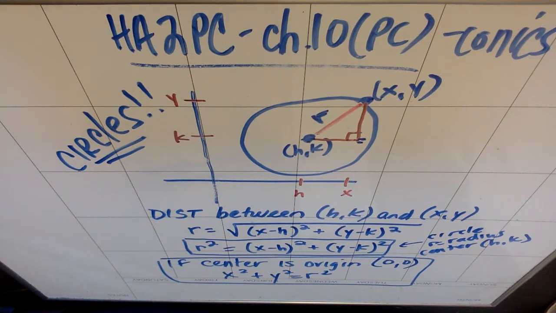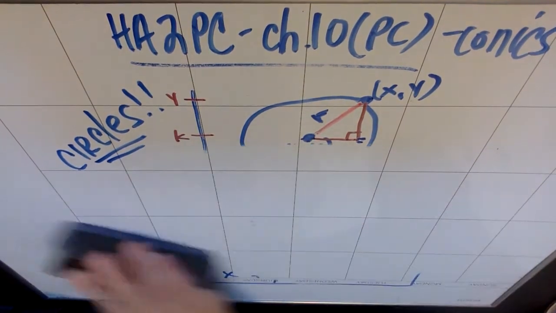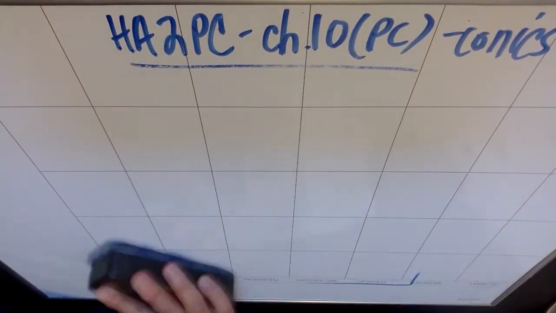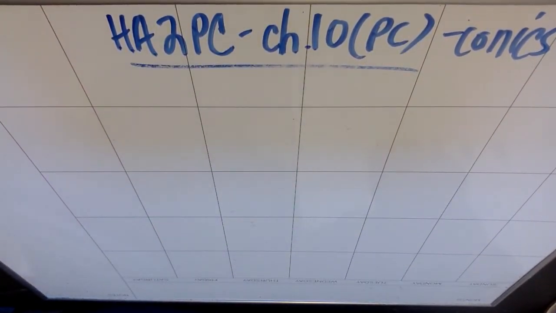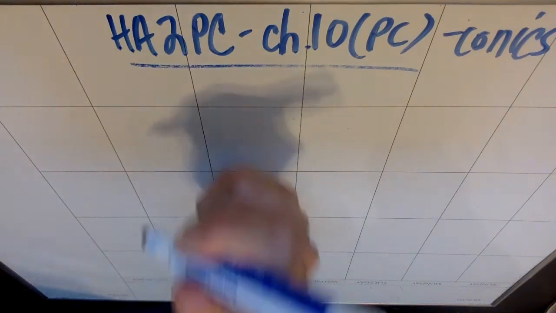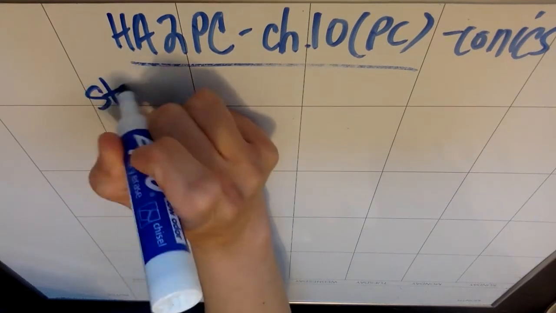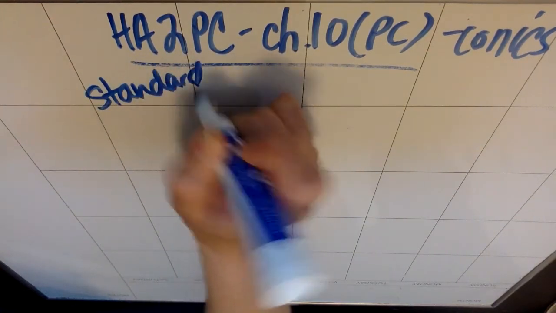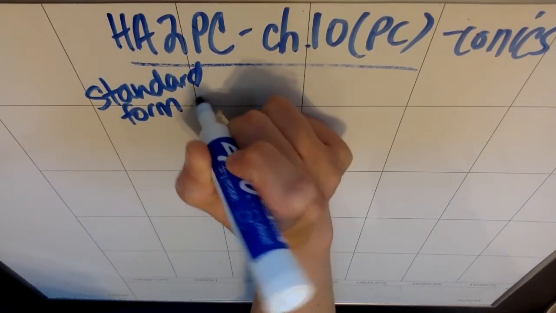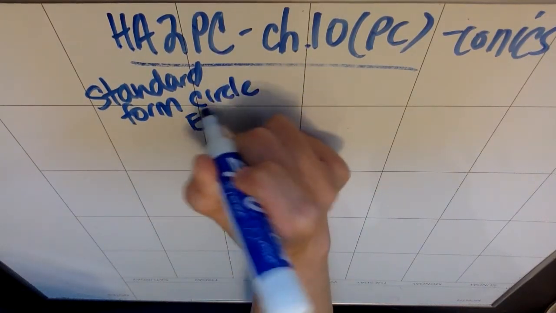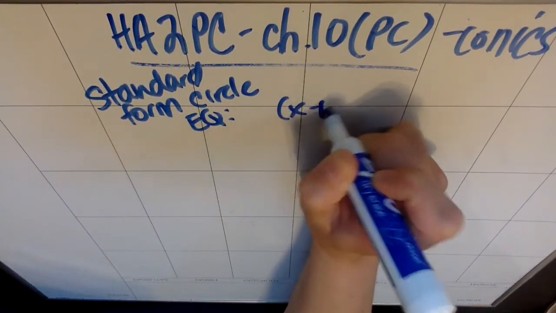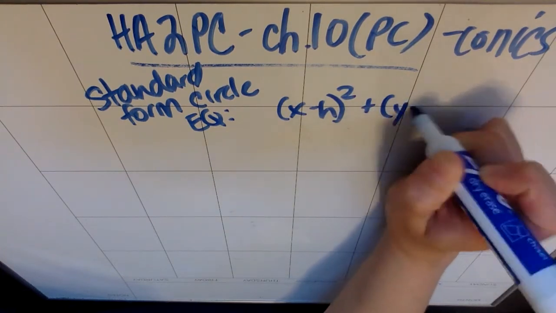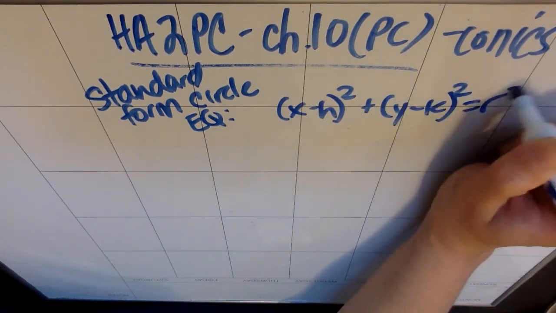So again, this isn't technically a section in your chapter 10, but we're going to go through it just to make sure that we know how to find the equation of a circle. So that's the standard form for the equation of a circle. So again, standard form for a circle equation is x minus h quantity squared plus y minus k quantity squared equals r squared, right?